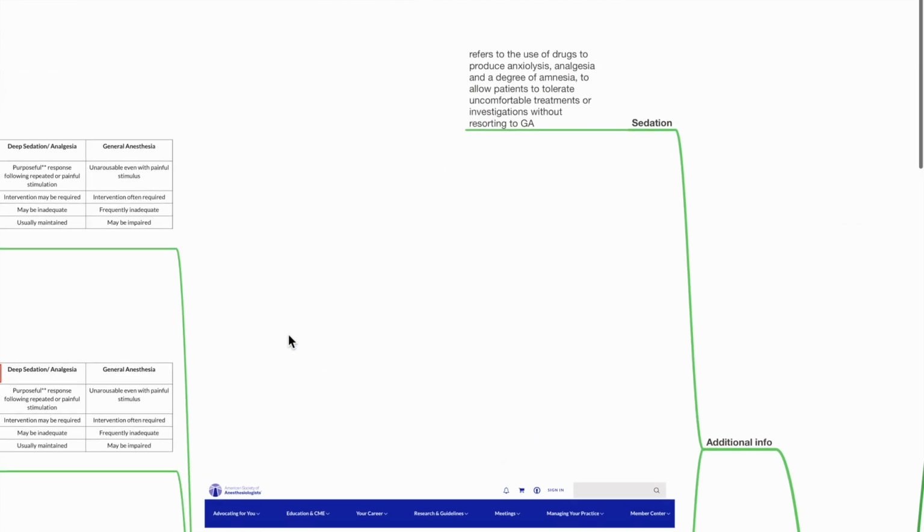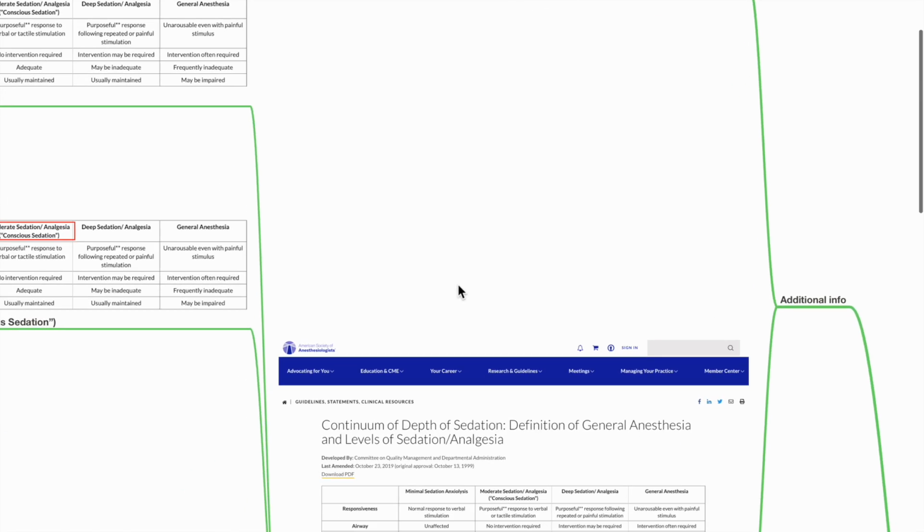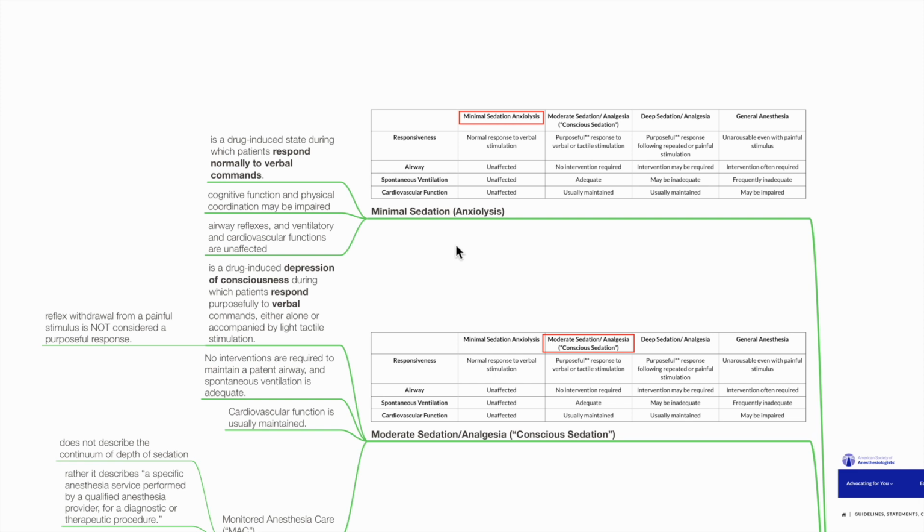Additional information. Sedation refers to the use of drugs to produce anxiolysis, analgesia and a degree of amnesia to allow patients to tolerate uncomfortable treatments or investigations without resorting to general anesthesia. Based on the ASA classification, minimal sedation is a drug-induced state during which the patient responds normally to verbal commands. Cognitive function and physical coordination may be impaired. Airway reflexes and ventilatory and CVS functions are unaffected.